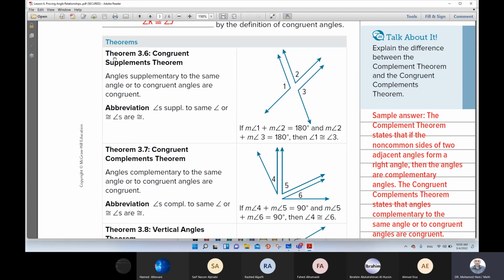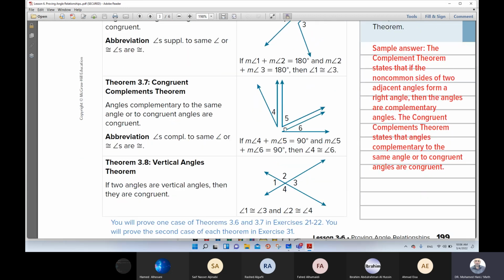Theorems. Theorem 3.6, congruent supplements theorem. And as you see, we have the 3 angles. If angle 1 plus angle 2 equals 180, and angle 3 plus angle 2 equals 180, means angle 1 and angle 3 will be congruent. So if the measure of angle 1 plus the measure of angle 2 equals 180, and if the measure of angle 2 plus the measure of angle 3 equals 180, then we can write angle 1 congruent with angle 3.